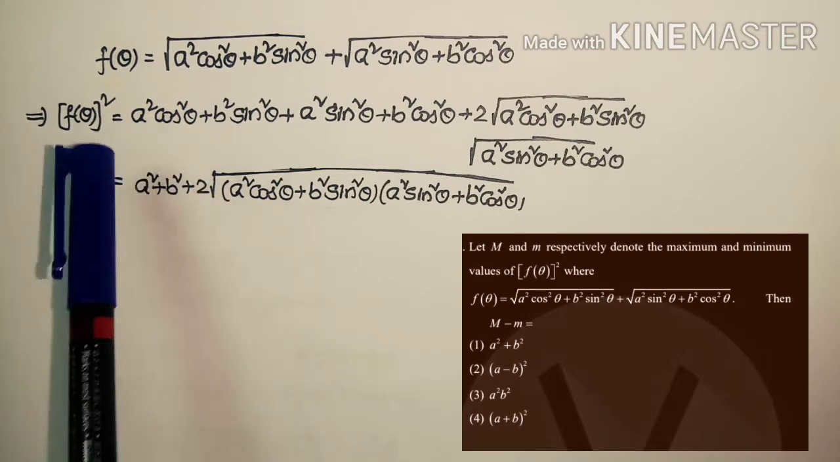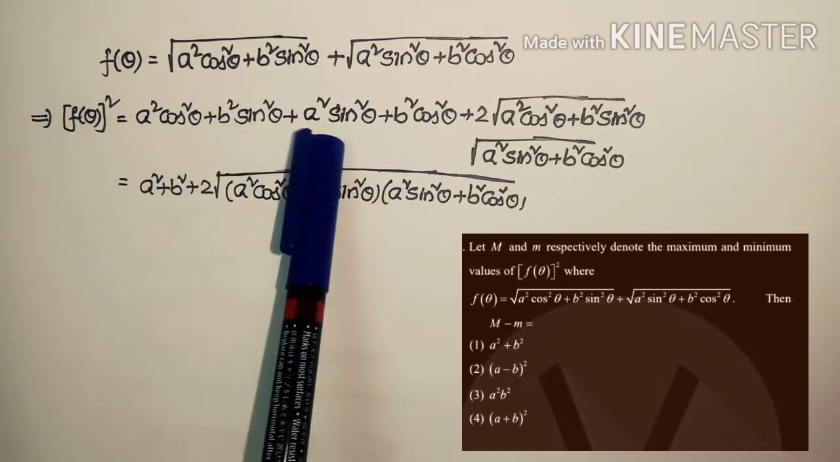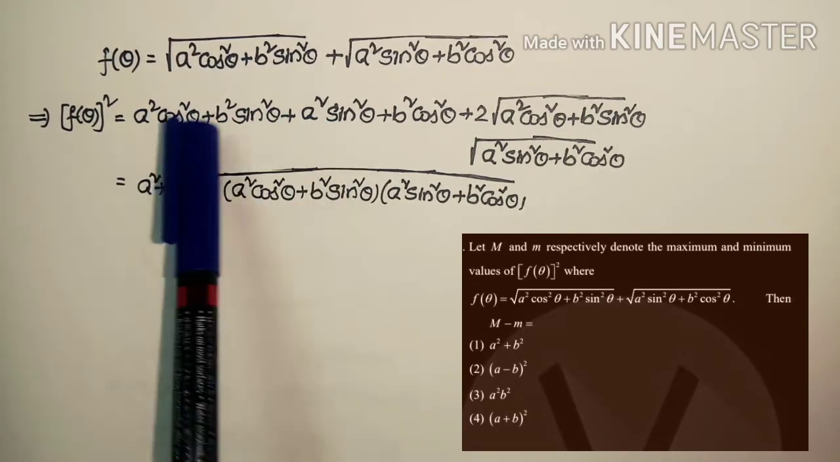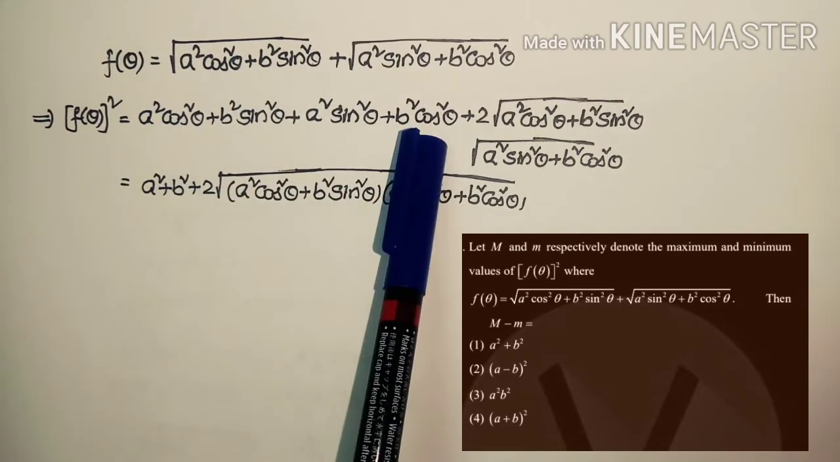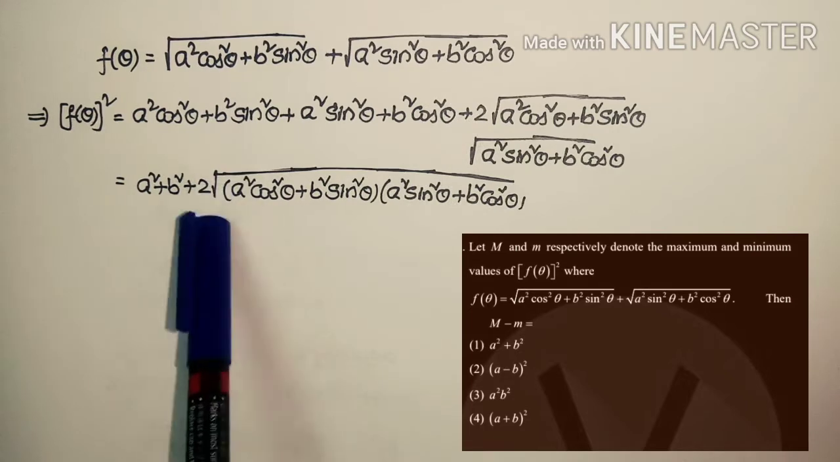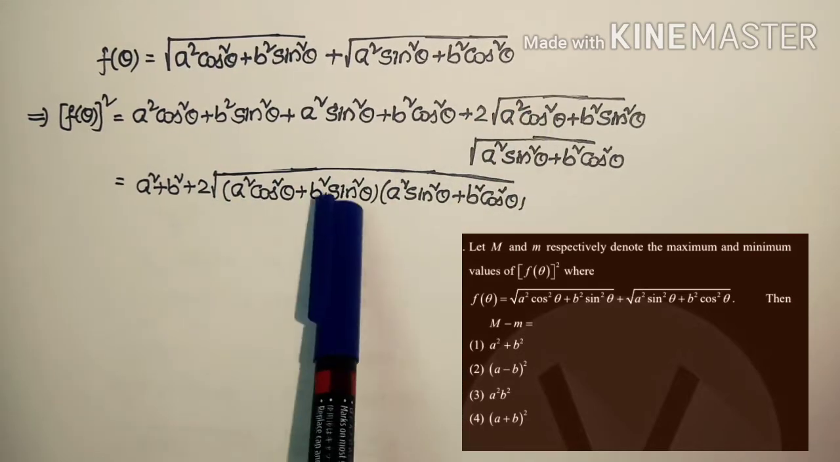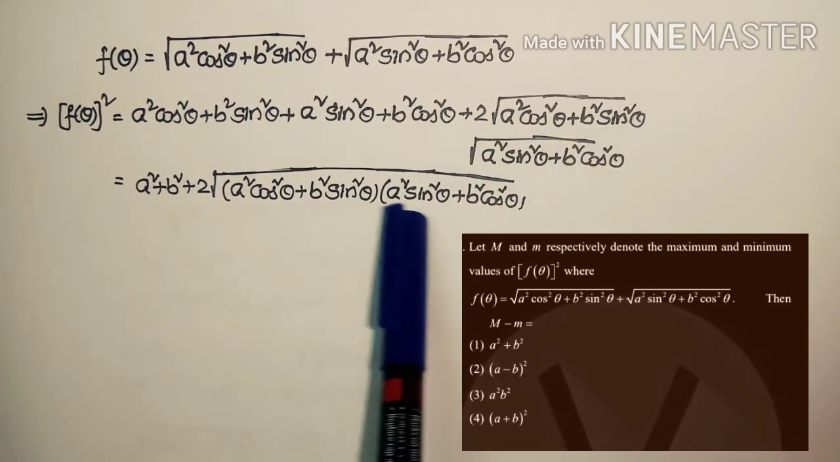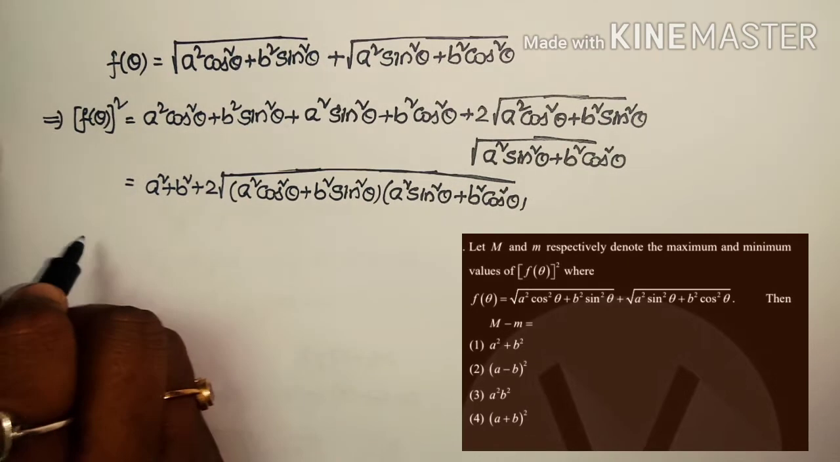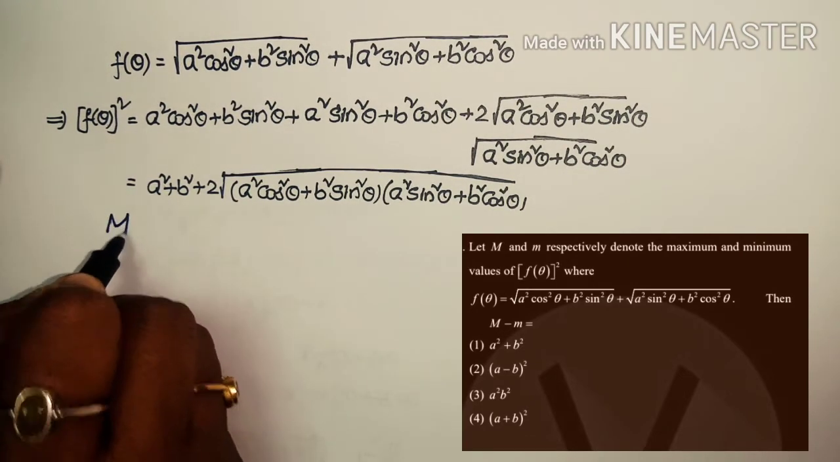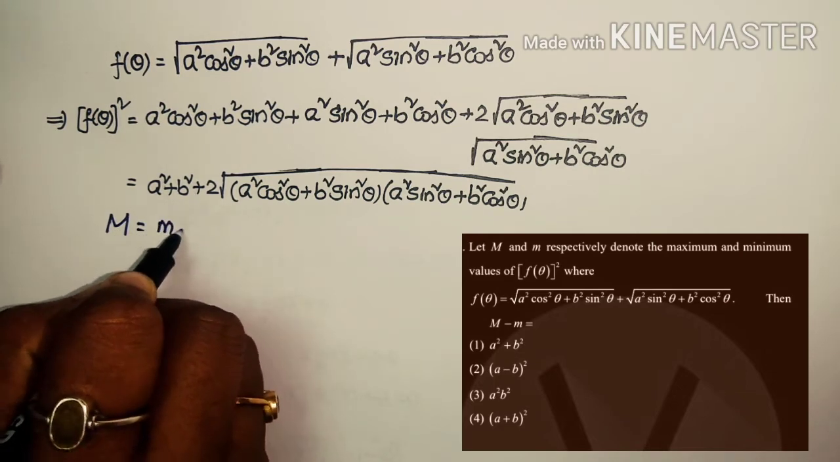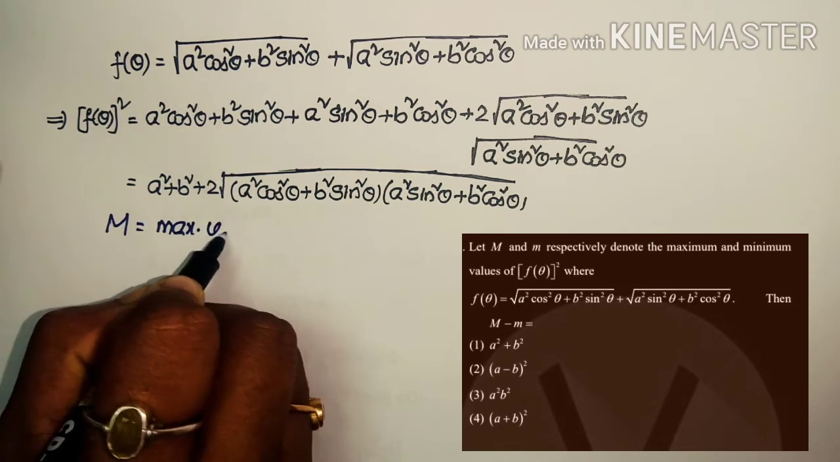Now this equals a square cos square theta plus a square sin square theta, that is a square into (cos square theta plus sin square theta), which is a square, plus b square sin square theta plus b square cos square theta, that is b square, plus 2 into square root of (a square cos square theta plus b square sin square theta) into (a square sin square theta plus b square cos square theta). Now given that capital M and small m are the maximum and minimum values of this expression, capital M is the maximum value of f of theta whole square.